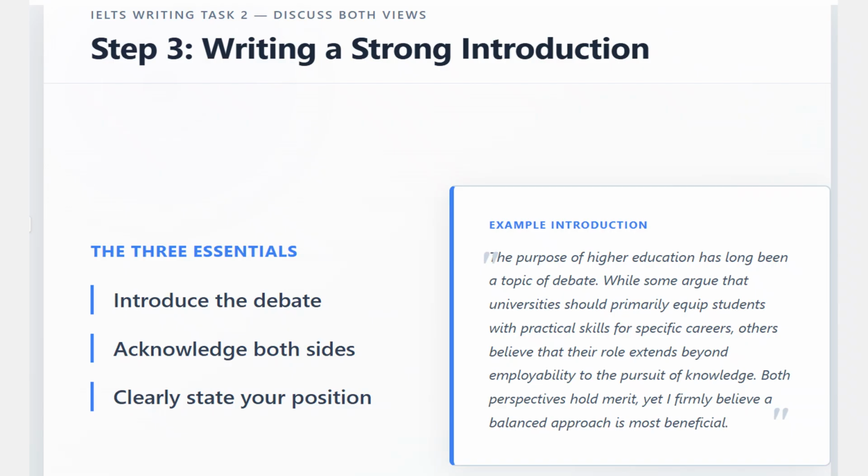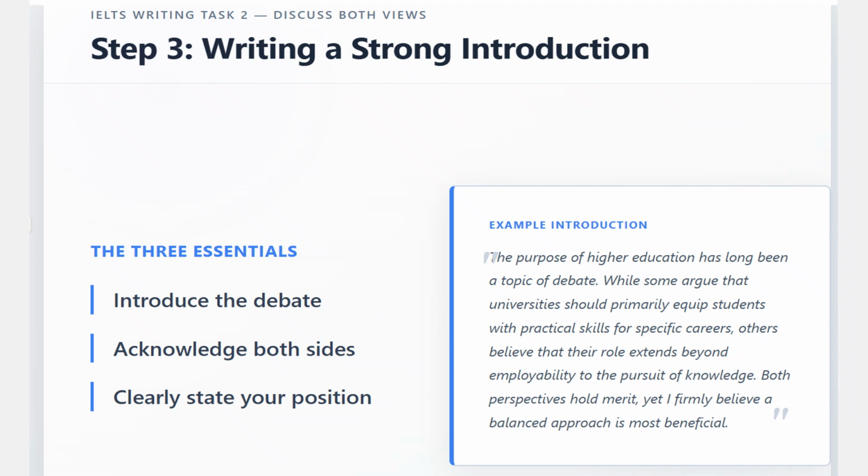Step 3. Write your introduction. Begin by introducing the debate in a sophisticated way, rather than simply paraphrasing. Set the context, acknowledge that both views have merit, and then clearly state your position.